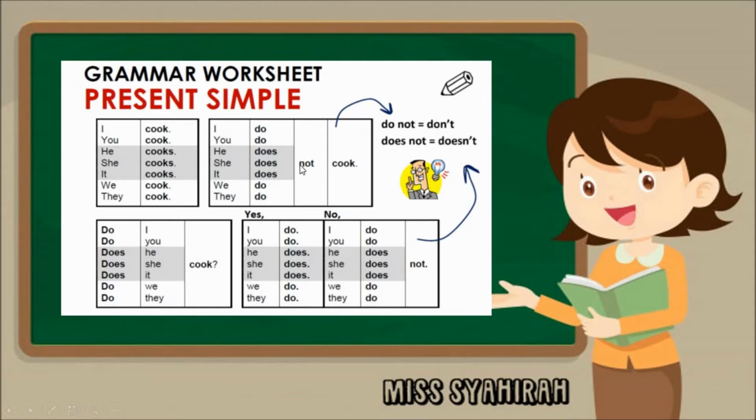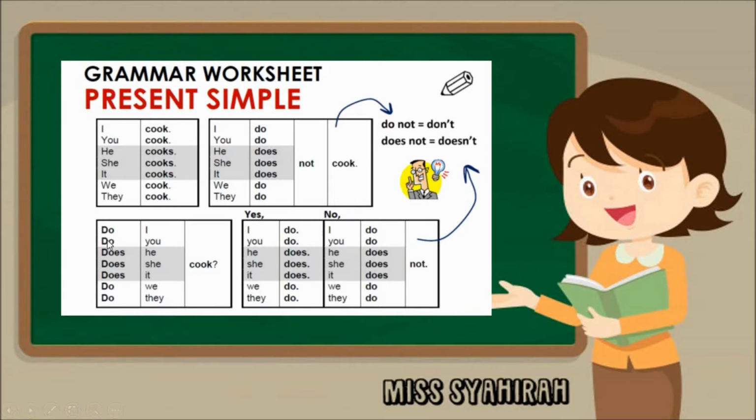So I do not cook. For negative sentence where you have to add not, they do not cook. It's not they are not cook, right? So they do not cook. So for singular subject, he, she, it, he does not cook. Right, negative. This is positive.